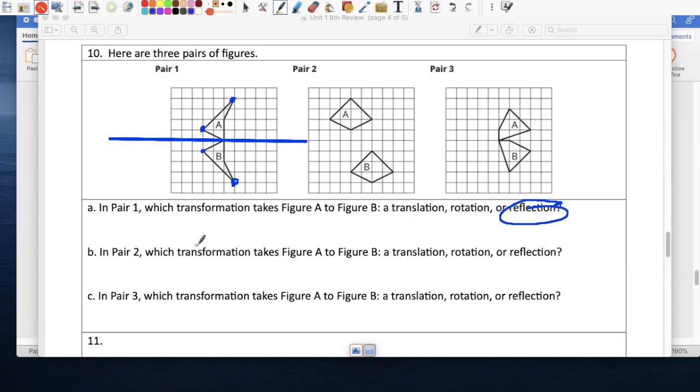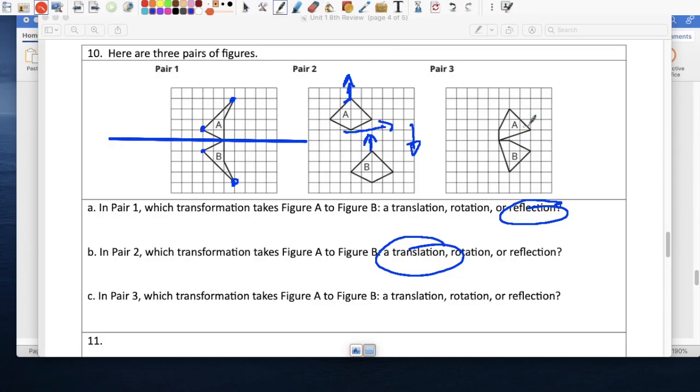Pair 2. Which transformation takes A to B? I'm going to put a little antenna here, pointing up. And B, here's the antenna pointing up. So no rotation, no reflection. It just means that this guy here got translated a little bit to the right, and then it went down. So there's no change of direction there.